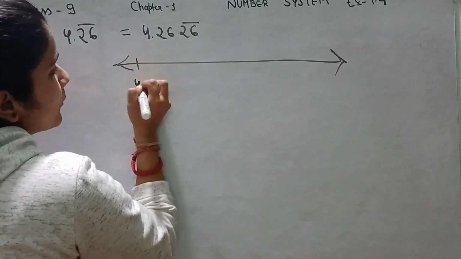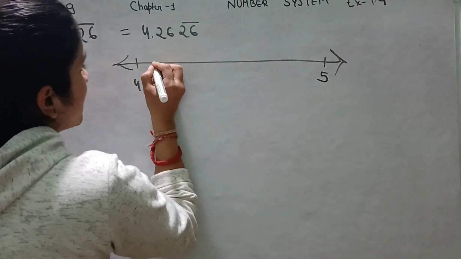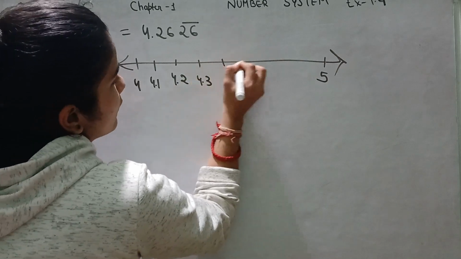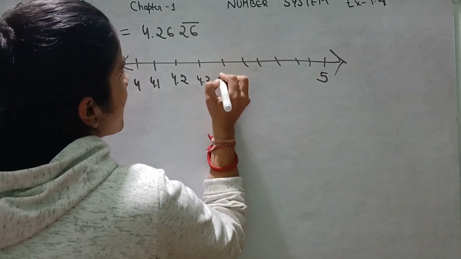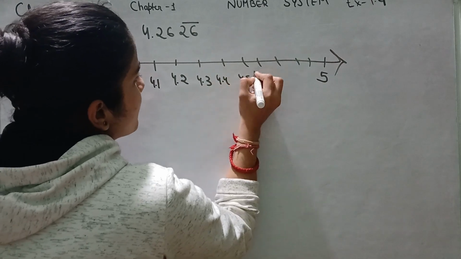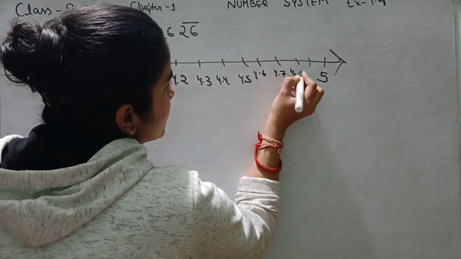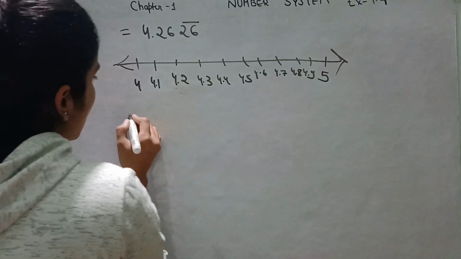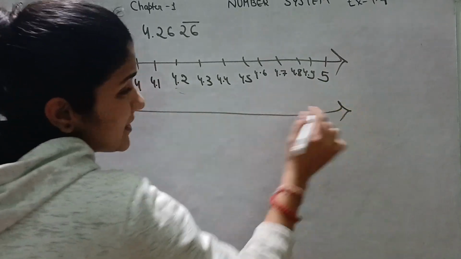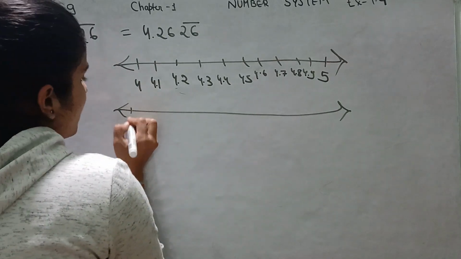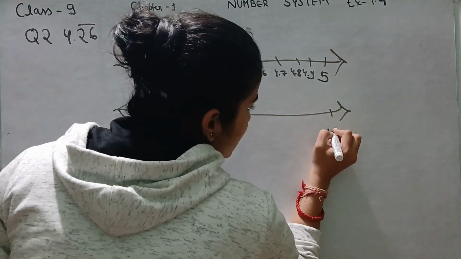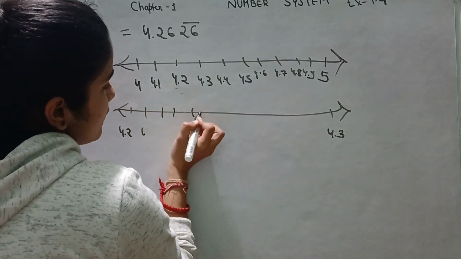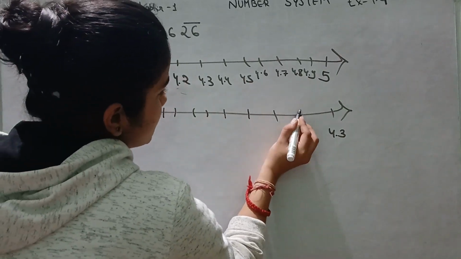So this 4.2 lies between 4 and 5, right? So 4.1, 4.2, 4.3, 4.4, 4.5, 4.6, 4.7, 4.8, 4.9. What you need to do is take 4.2 and magnify this. I'm doing it by successive magnification. 4.2 and 4.3. 4.1, 2, 3, 4, 5, 6, 7, 8, 9.